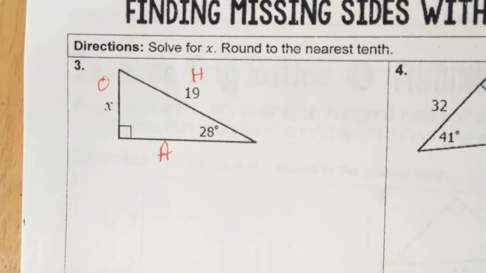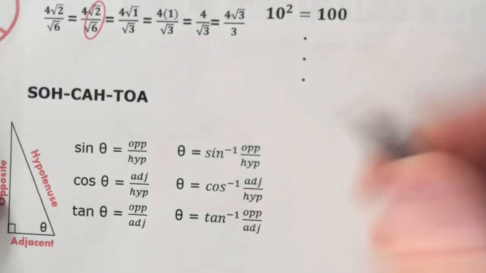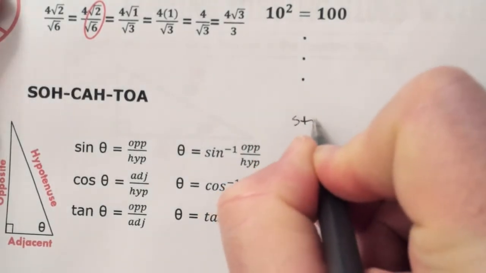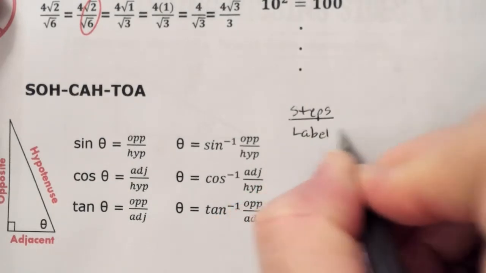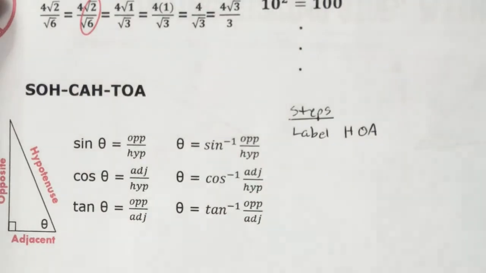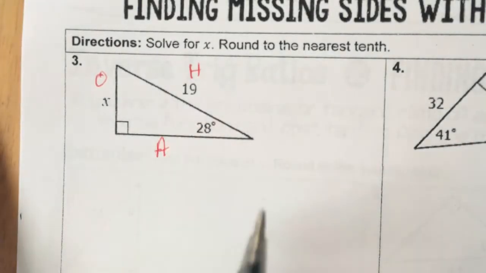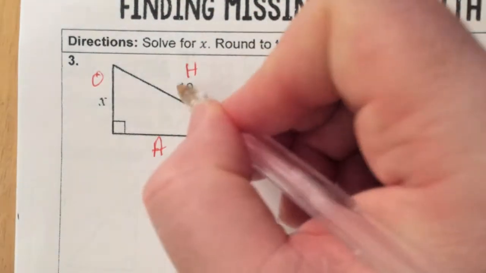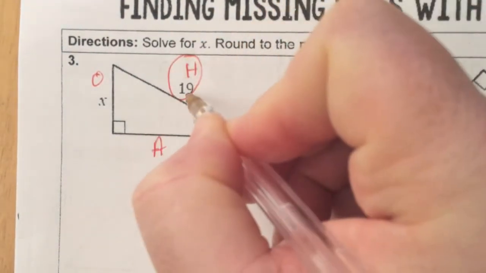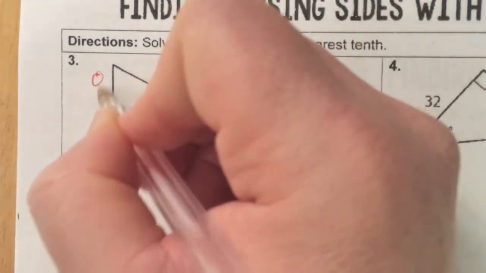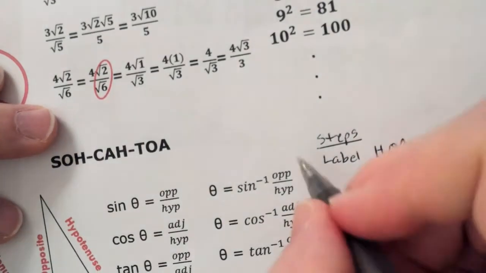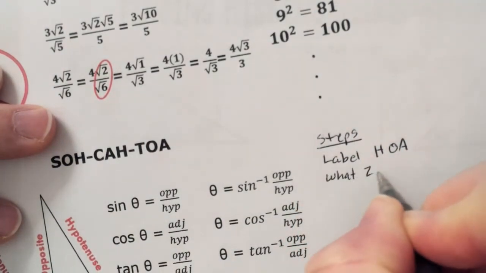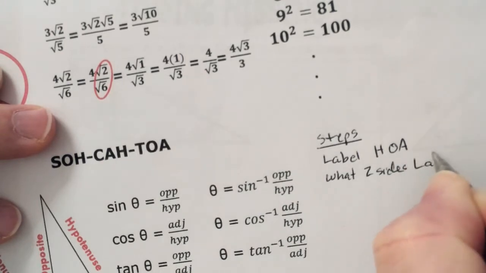Okay, now that you have that, maybe we want to write some steps down. So our first step was to label H, O, and A. That's our first step. Then what we want to do is figure out what we have. So what two sides are you using? In this case, H was labeled and O was labeled. So that's our next step: what two sides are labeled?